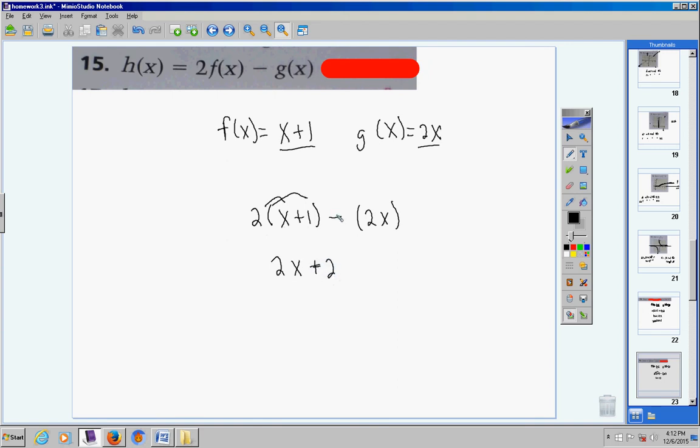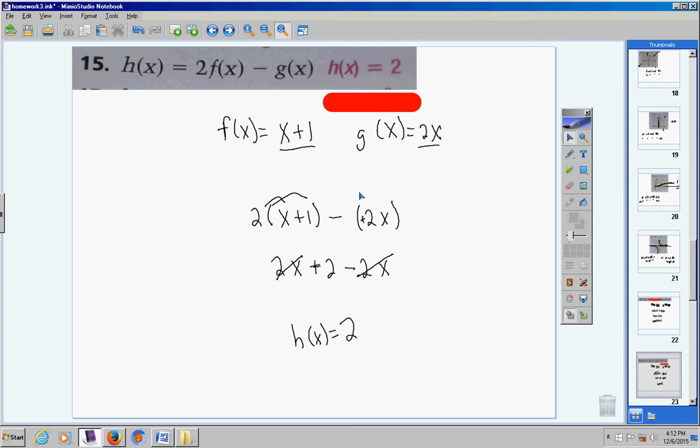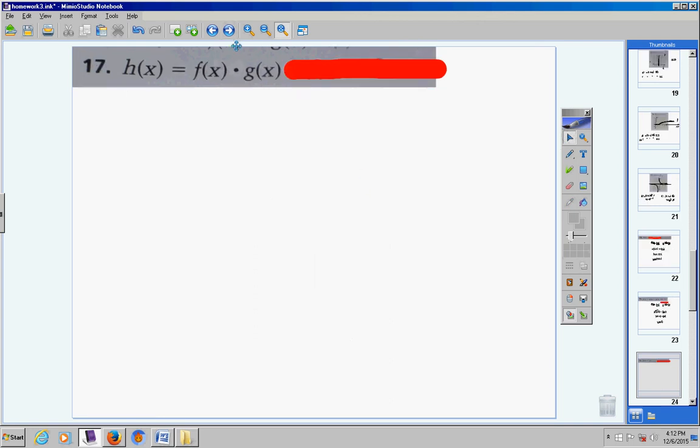Then you have a negative sign here. Well, a negative times a positive is negative 2x. Okay? So your x's cancel. 2x minus 2x is 0. You're left with 2. So h of x equals 2. H of x equals 2. Alright? Number 17.